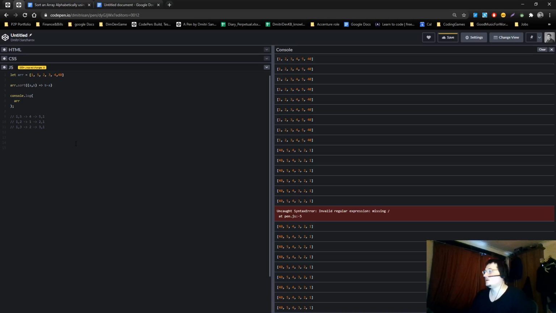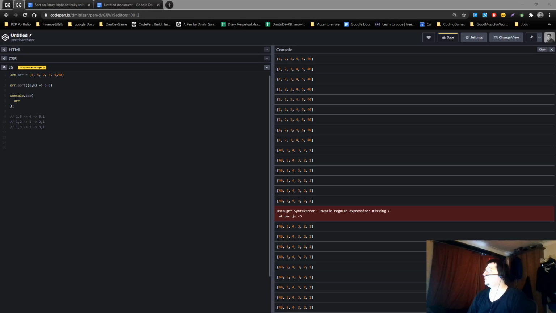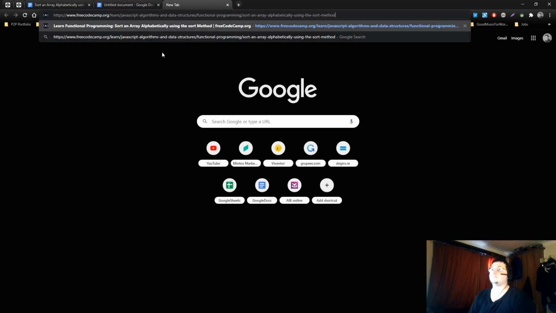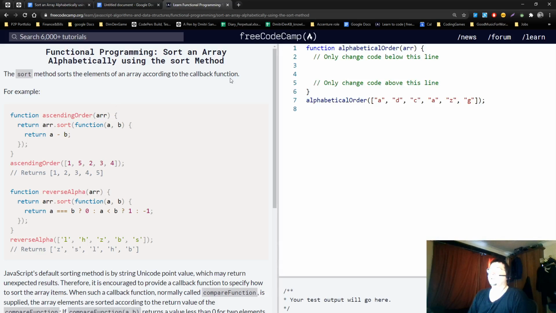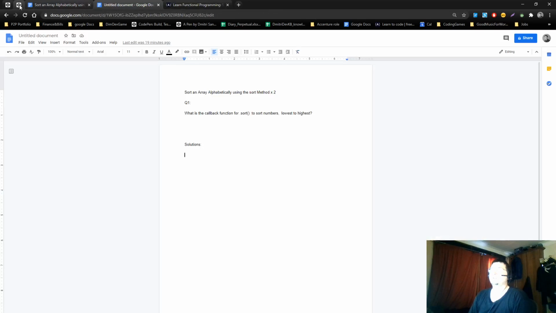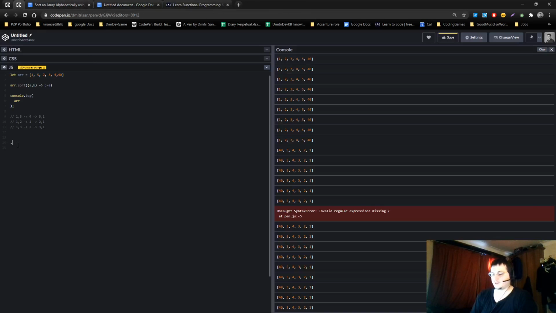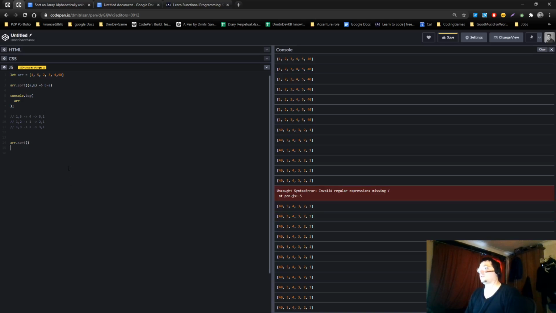Okay, take care. And this is from, which one am I using? Yeah, this is from here. It's freeCodeCamp, functional programming, sort an array alphabetically using the sort method. So if you want to look at the sort method, that's what it looks like. It's usually array dot sort, and that's what you need to study. Ideally, just do freeCodeCamp. It's very good. Take care.